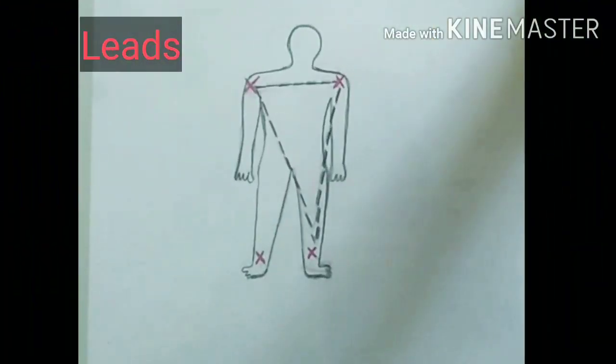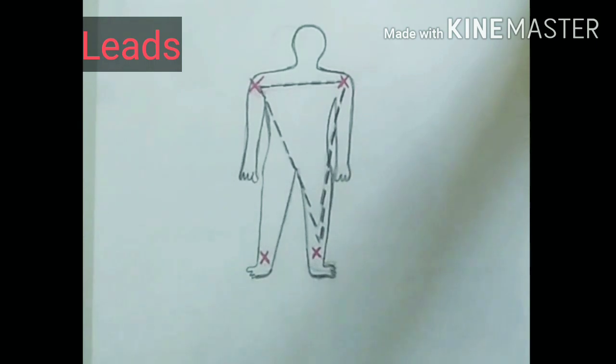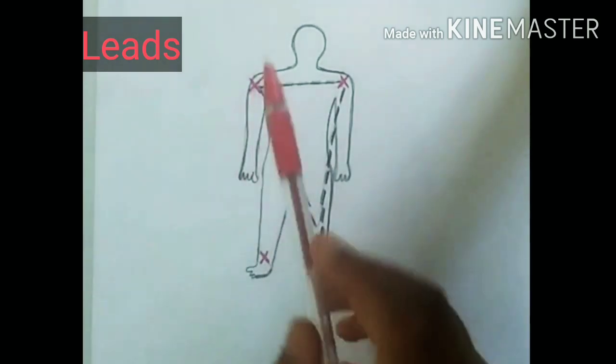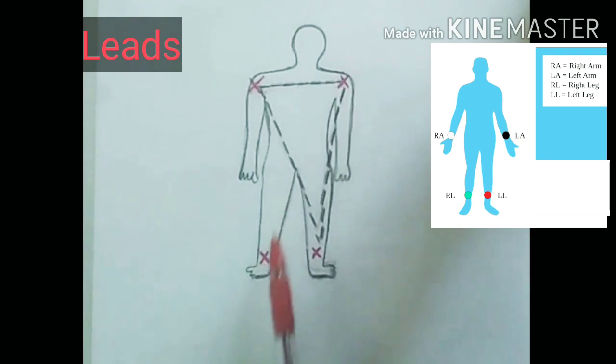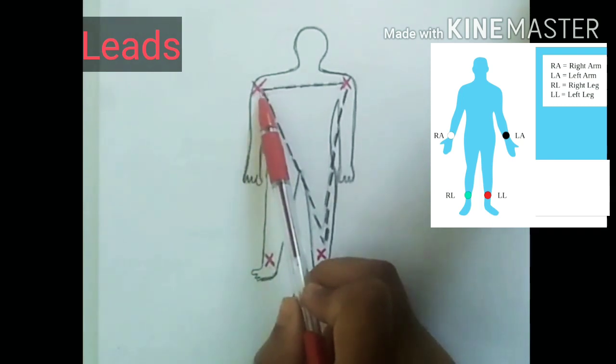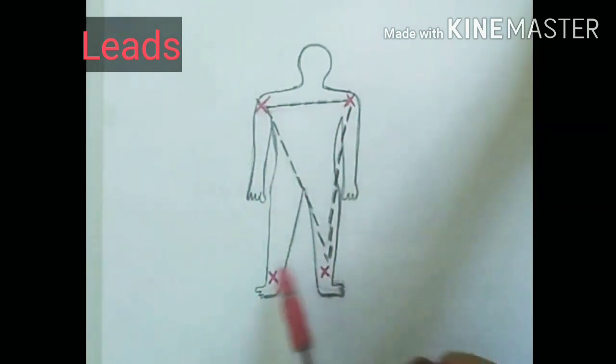Now more about the leads. What is 12 lead ECG? To know about 12 lead ECG, we must know what lead means. Lead refers to an imaginary line between two ECG electrodes. As we have discussed before, there are 4 electrodes which are placed upon the limbs while doing ECG of the patient. So, what can be the leads between these 4 electrodes?